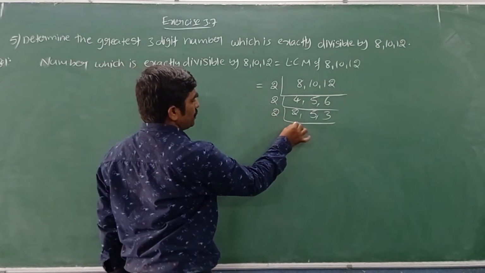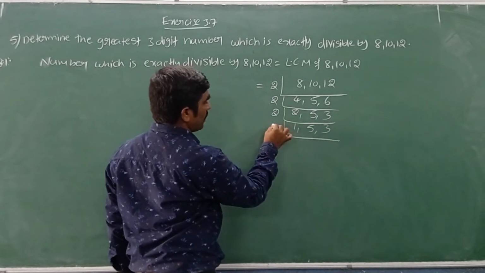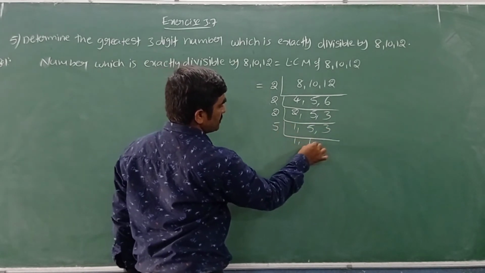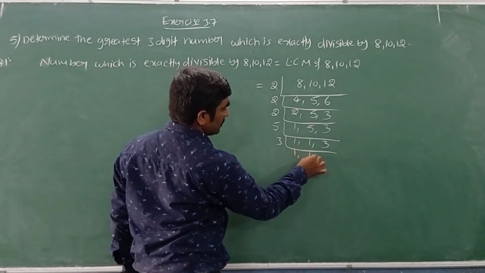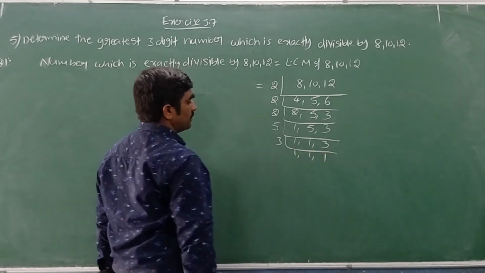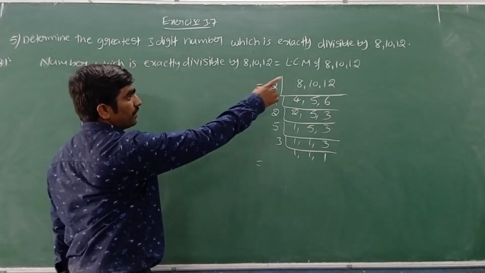Let me take 2 table, 2 1s are 2. In 5 not possible, write as it is. Similarly 3 also. Again let me go with 5 table, 1 as it is, 5 1s are 5. In 3 not goes. Let me go with 3 table, 1 as it is. In 3 table, 3 1s are 3. Yes. By multiplying all these 3, we get the LCM of 8, 10, 12.